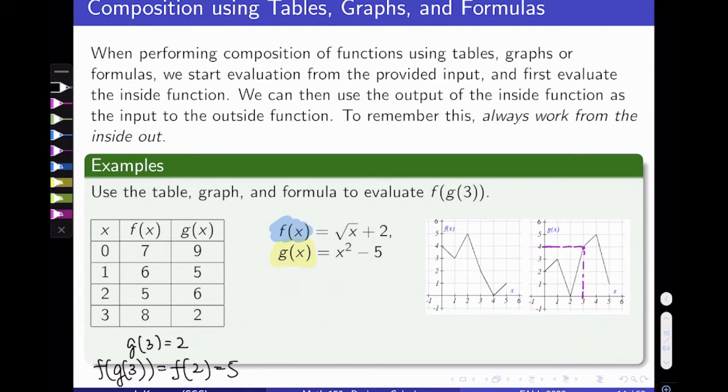So we're looking at f of g of 3, which is f of 4 from the g graph. And then we'll go to where x equals 4 on the f graph and the output is 0. So f of g of 3 from the graphs is 0.